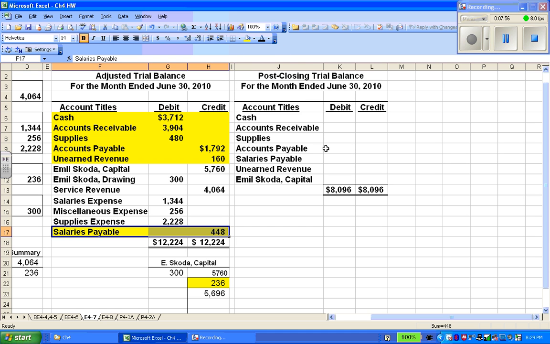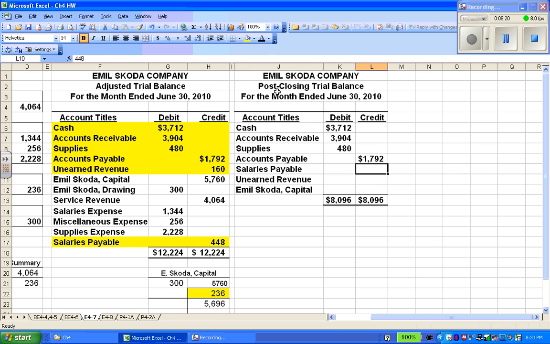All right, so my debit, I have my amounts in here, so I'm just carrying over the cash of 3,712. I'm carrying over the accounts receivable and the supplies. They're all debits. And then I want my accounts payable, right, of 1,792. I want my salaries payable, this figure right here, of 448. And then I want the unearned revenue of 160, right? Those are my permanent accounts. Assets and liabilities are permanent accounts. And then let's see, my capital, I'm going to take this amount right here. The 5,696 will be the closing balance in my capital account.